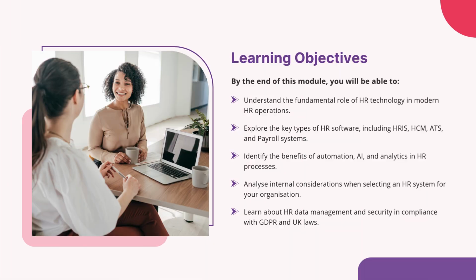Learning objectives. By the end of this module, you will be able to understand the fundamental role of HR technology in modern HR operations, explore the key types of HR software, including HRIS, HCM, ATS, and payroll systems, identify the benefits of automation, AI, and analytics in HR processes, analyze internal considerations when selecting an HR system for your organization, learn about HR data management and security in compliance with GDPR and UK laws.